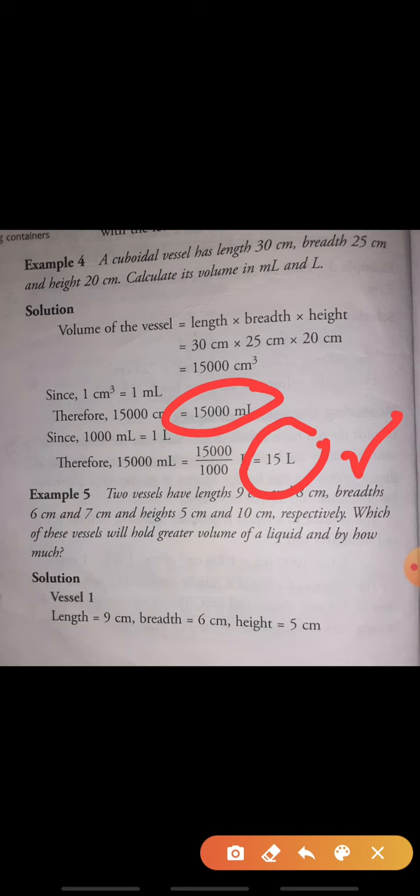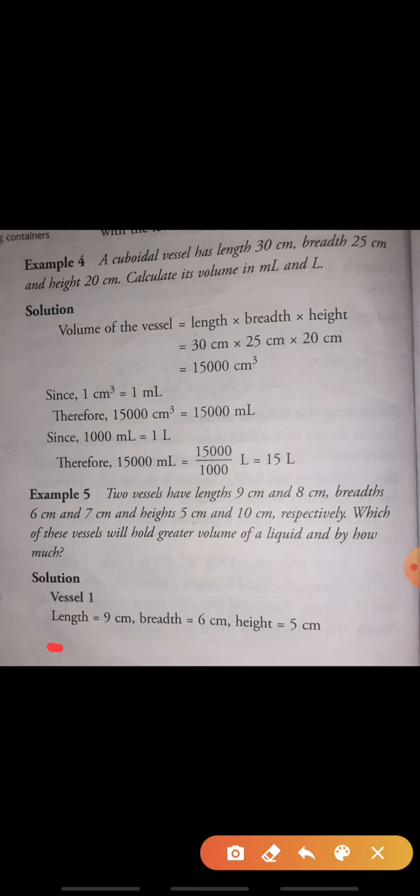Then it comes: two vessels have length 9 centimeter and 8 centimeter, breadth 6 centimeter and 7 centimeter and height 5 centimeter and 10 centimeter respectively. Which of these vessels will hold greater volume of a liquid and by how much? So there are two vessels. First vessel has length 9 centimeter, breadth 6 centimeter and height 5 centimeter. Second vessel has length 8 centimeter, breadth 7 centimeter and height 10 centimeter. You have to find out which of these two vessels will hold greater volume and by how much.